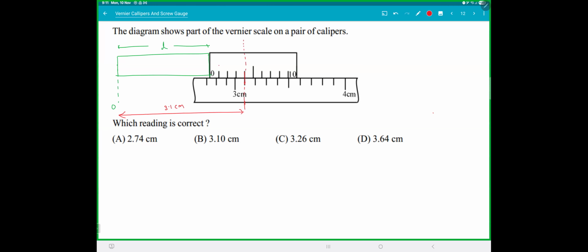And how many divisions is this? 1, 2, 3, 4. That means this length is 4 vernier divisions. Sure. That means the length plus 4 VSD must be 3.1 centimeter. So that is 3.10 centimeter. And here it's a regular main scale. So minus 0.36. 2.74 centimeters.